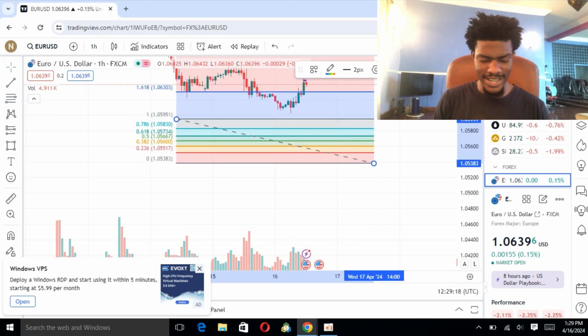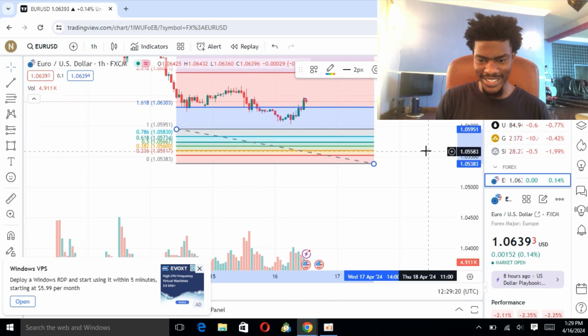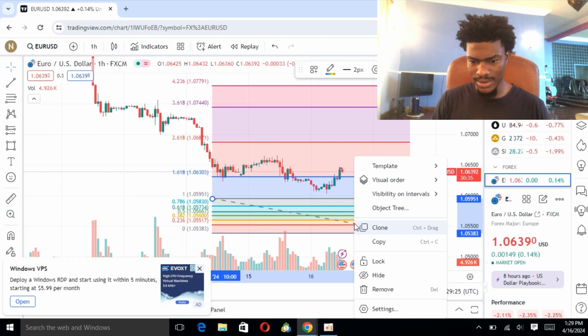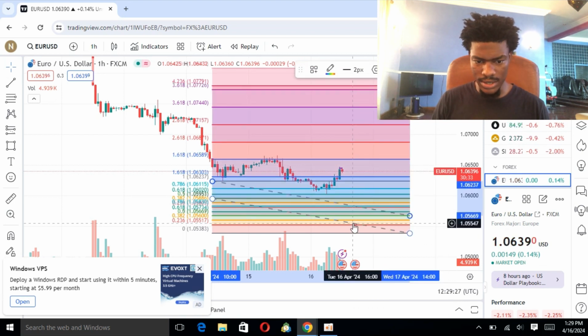Oh, MetaTrader has mastered me. See the way I'm drawing Fibonacci on TradingView. Sorry, I want to change the color of this Fibonacci. Somehow, I don't like it.